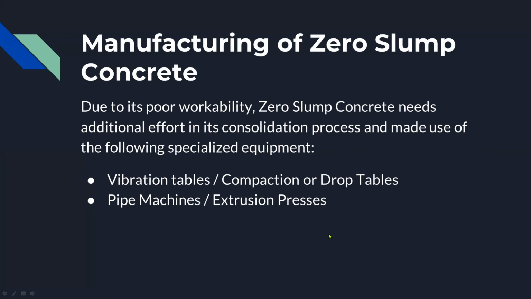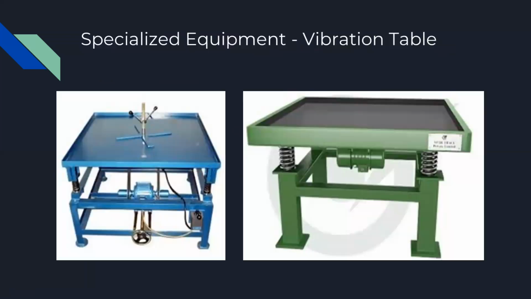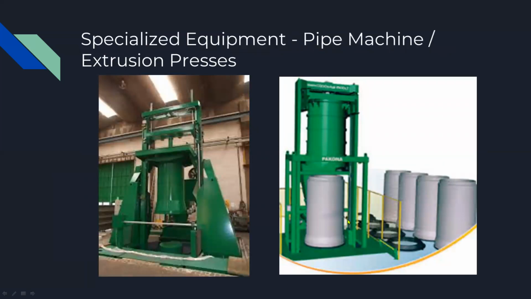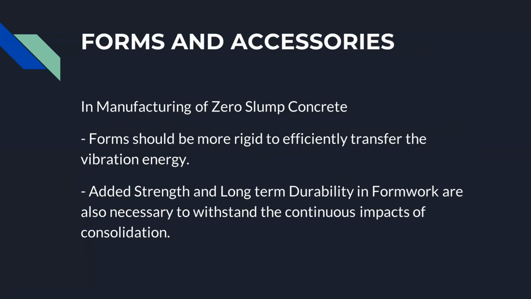First, we have the vibration tables, compaction or drop tables, pipe machines, or extrusion presses. We have this specialized equipment and we call them as the vibration table. Specialized equipment again, we have the pipe machine or extrusion presses as mentioned a while ago. For the forms and accessories in manufacturing of zero-slump concrete, forms should be more rigid to efficiently transfer the vibration energy. Added strength and long-term durability in formwork are also needed to withstand the continuous impacts of consolidation.